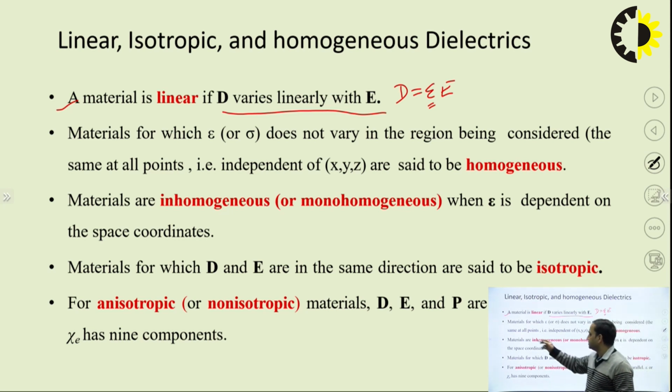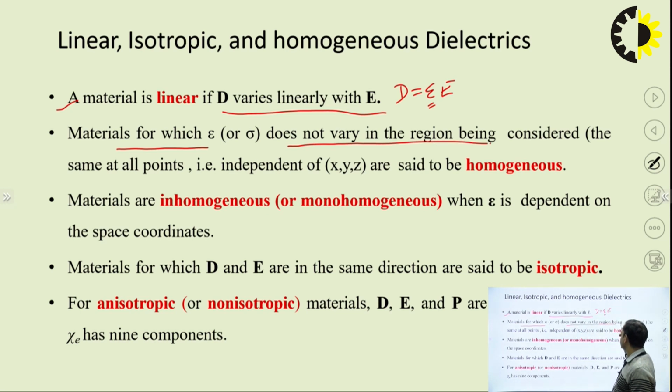So here, materials for which epsilon does not vary in the region are being considered, such as conductors. If epsilon is uniform, meaning it does not change as we move from one point to another point in the material, then it is the case of a linear system, or homogeneous medium: a linear and homogeneous medium. Then what is the inhomogeneous?